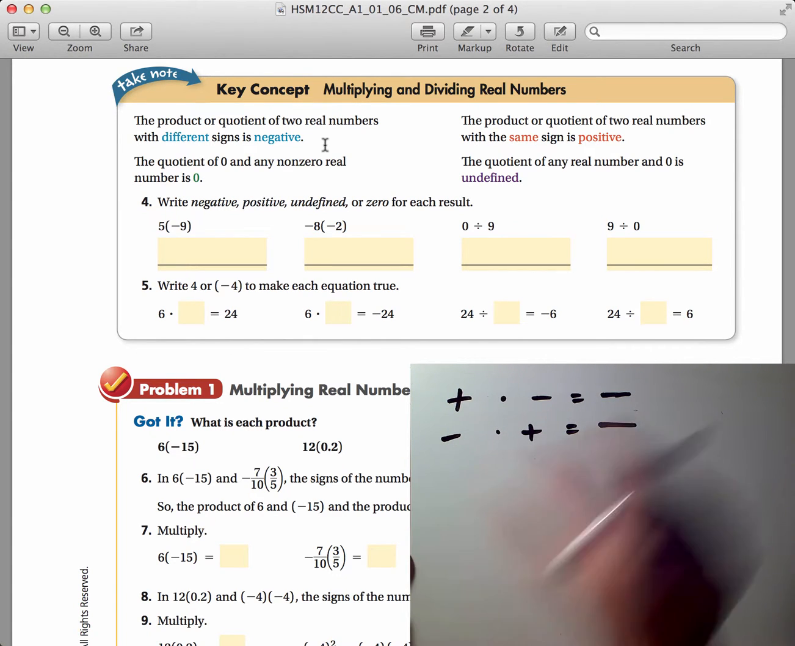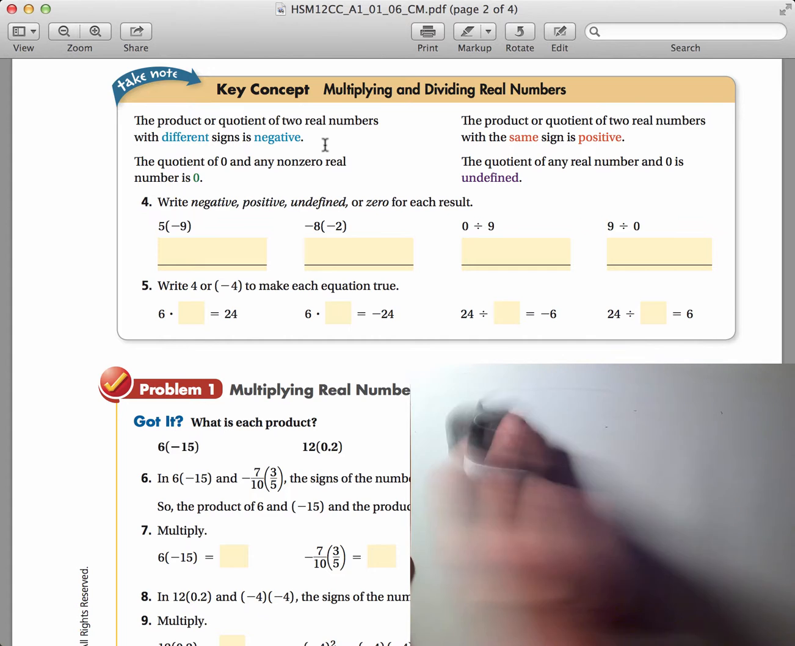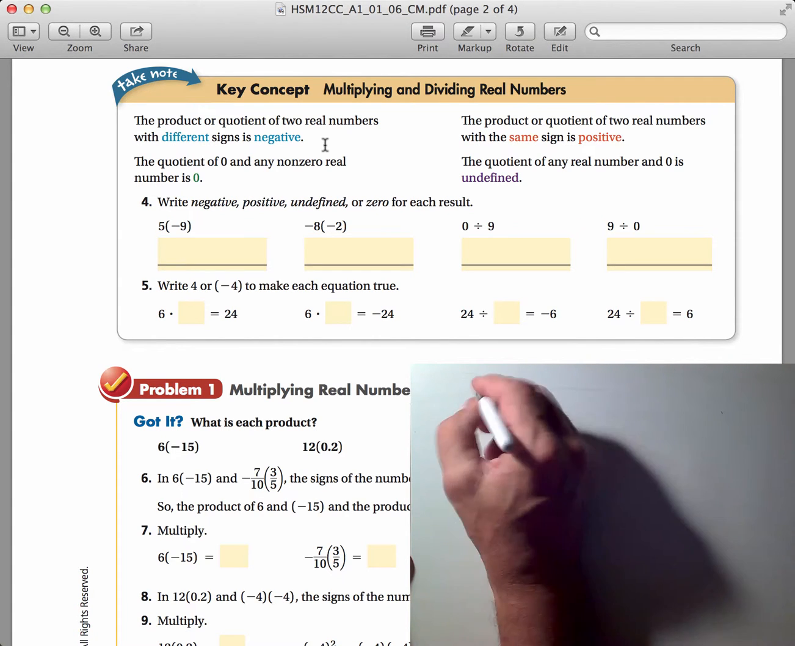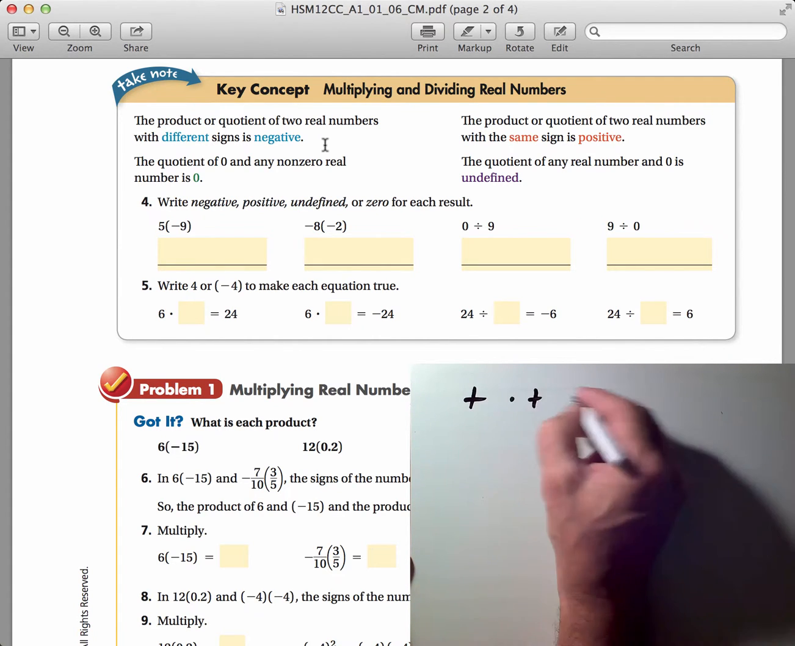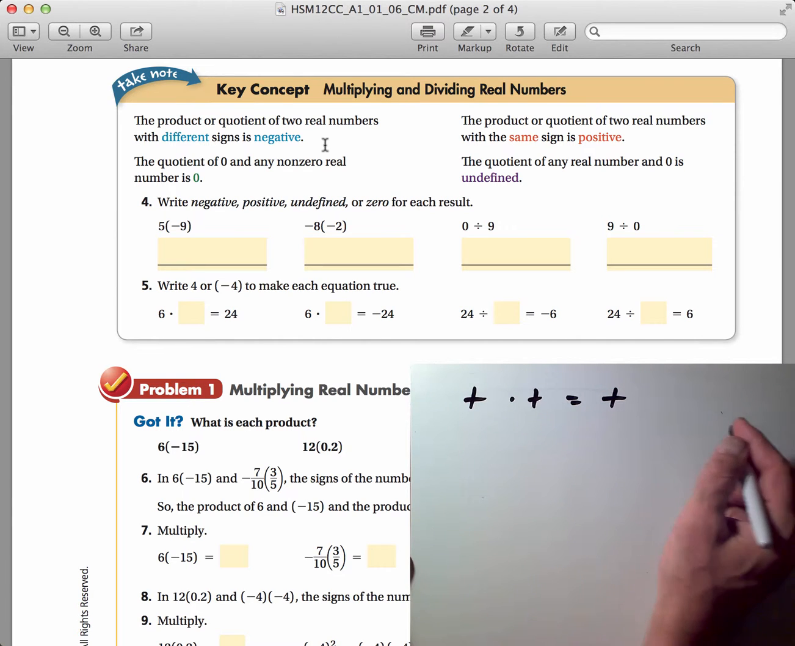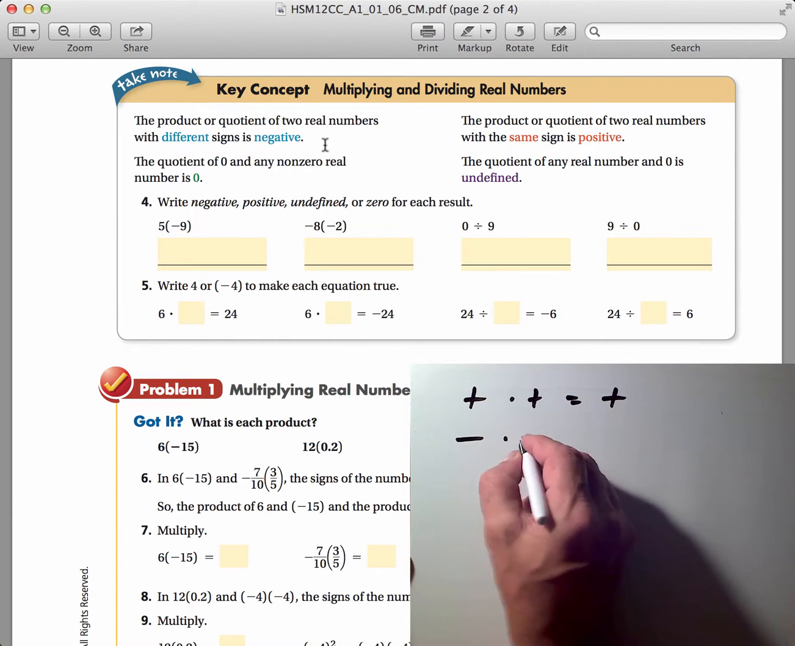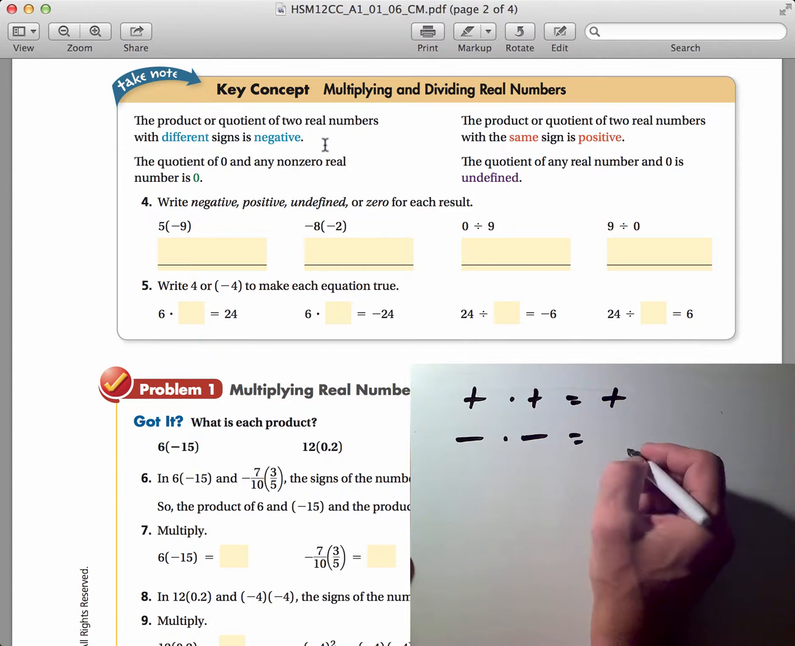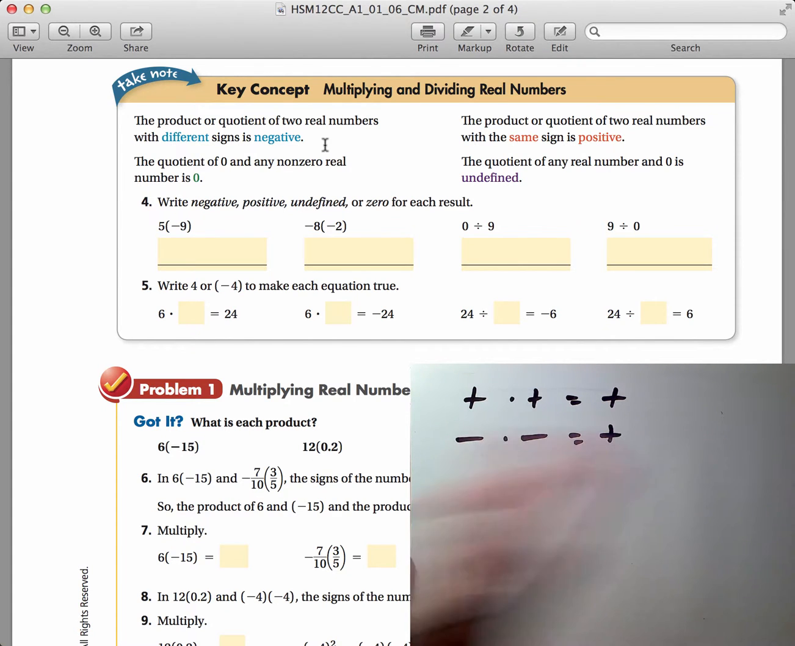But what happens when the signs are the same? Plus times a plus is going to equal a plus, right? And a negative times a negative equals a plus. So if the signs are the same, the result is always going to be plus.